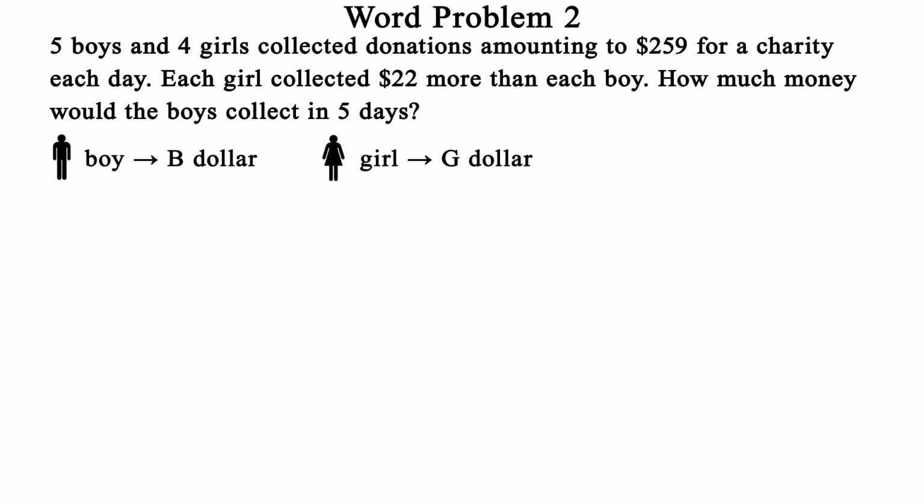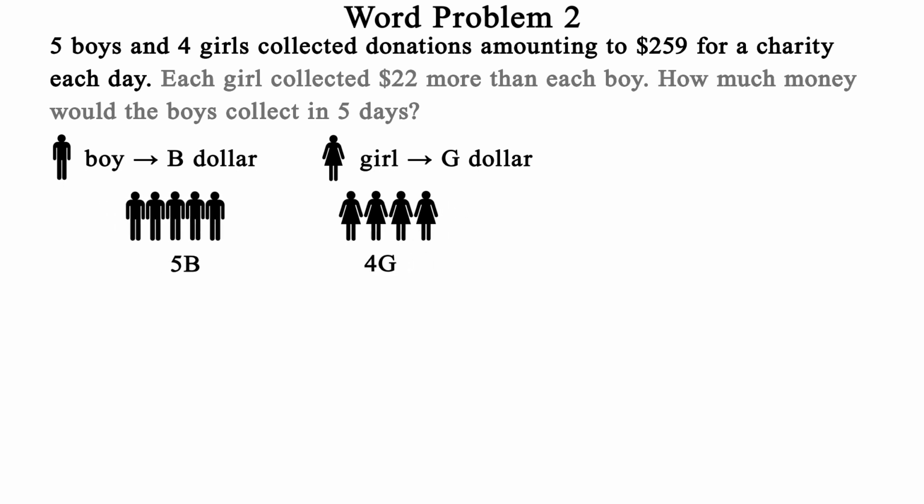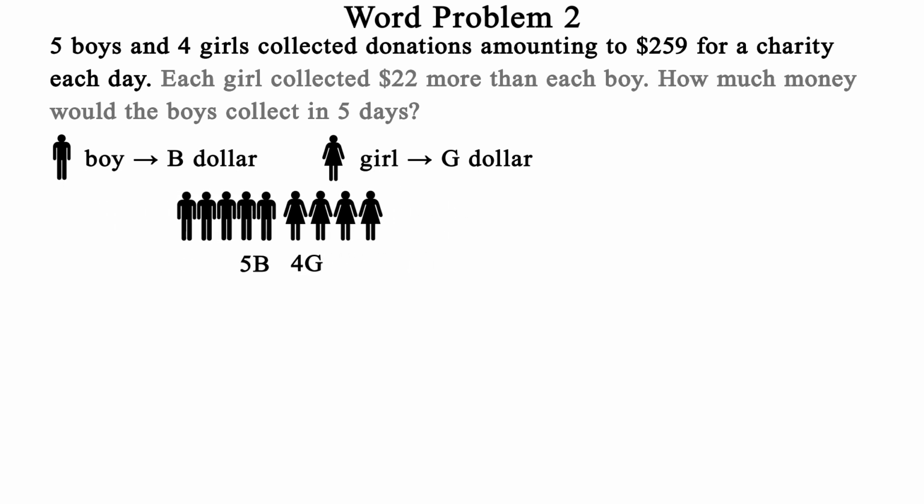Now we will try to read the first sentence only. So 5 boys and 4 girls collected $259 for a charity. So 1 boy $B, then 5 boys 5 times B, which is 5B. 1 girl $G, 4 girls 4 times G, which is 4G, and all together 5 boys and 4 girls will be 5B plus 4G equal to $259, which will give us our one equation.